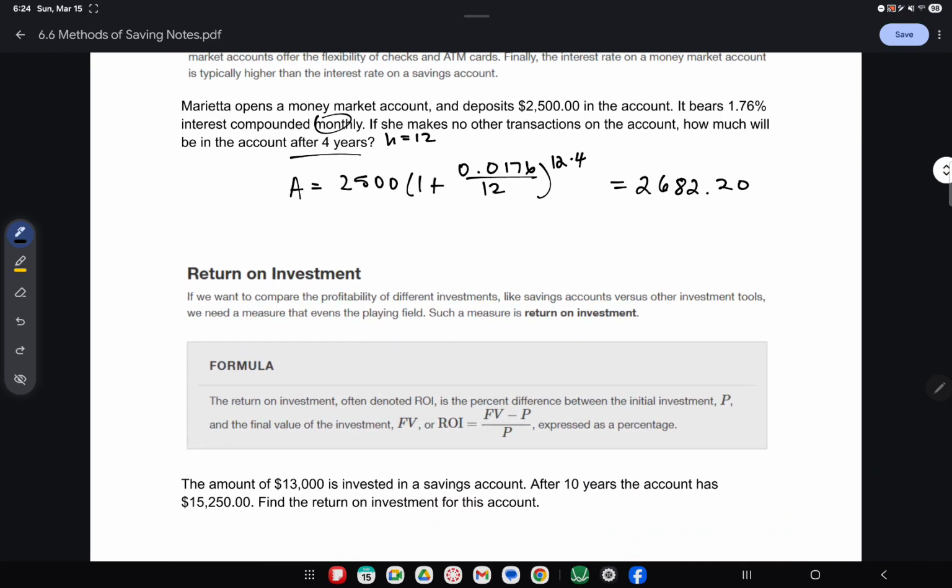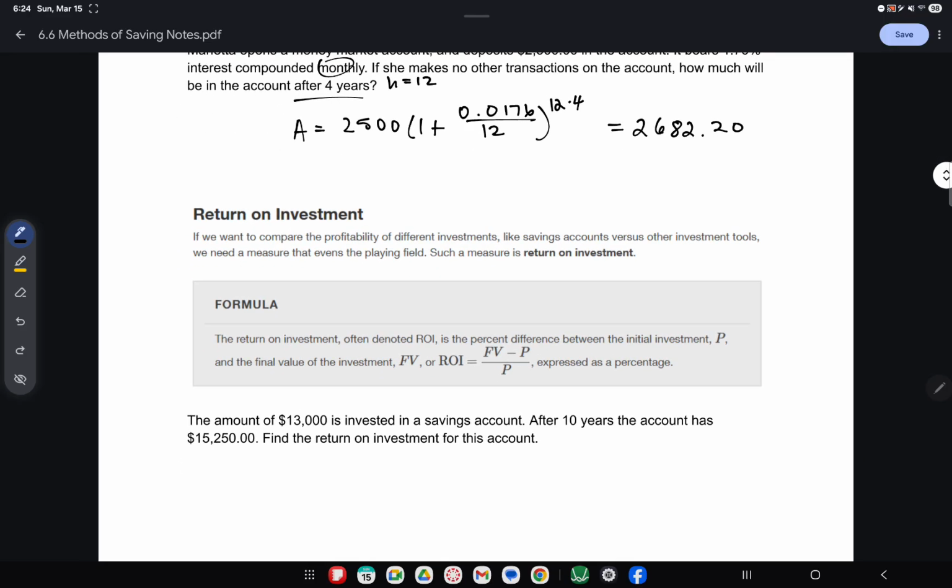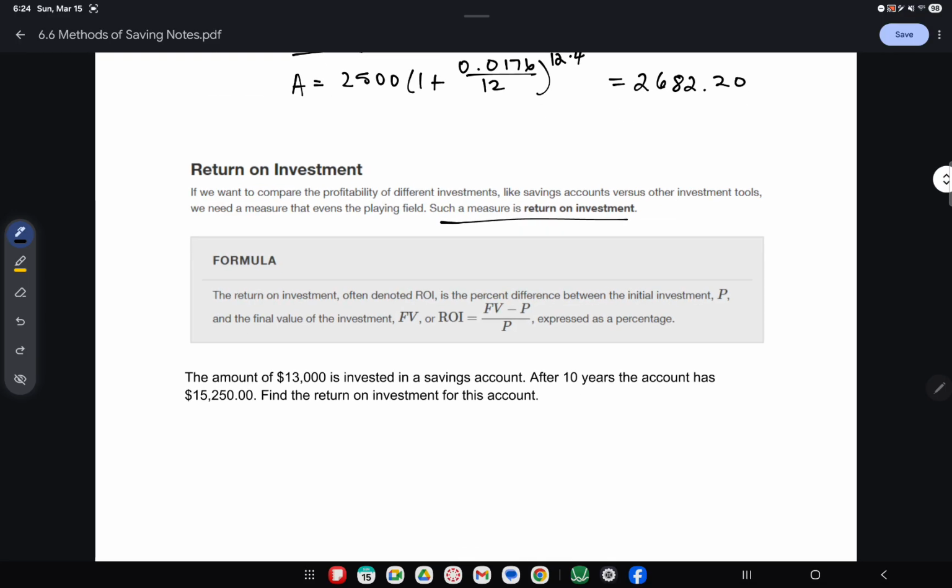There's something called a return on investment, right? So we want to compare the profitability of different investments. And we could look at the return on investment as that measure of comparability, also known as ROI. It's just the difference between the initial investment, P, or that principal amount, and the final value, expressed as a percentage. So we would divide it out of the number we had used as the principal.